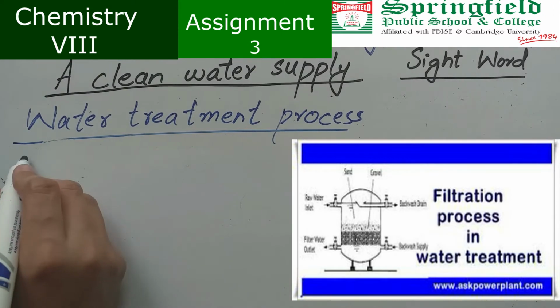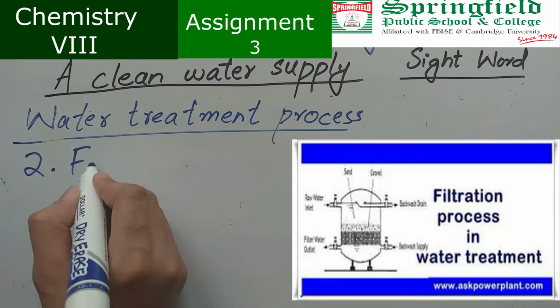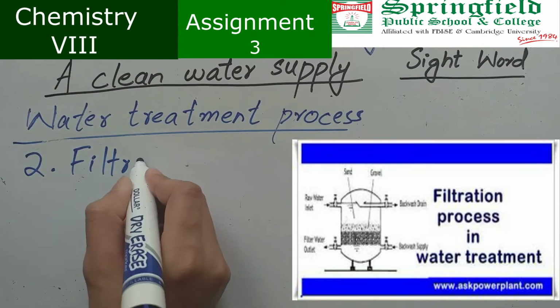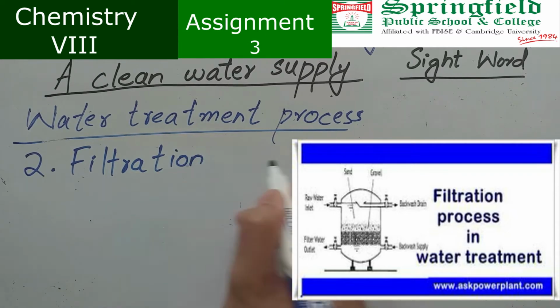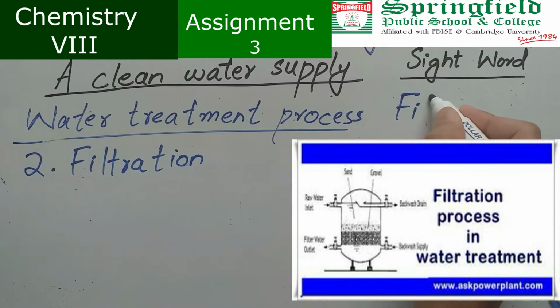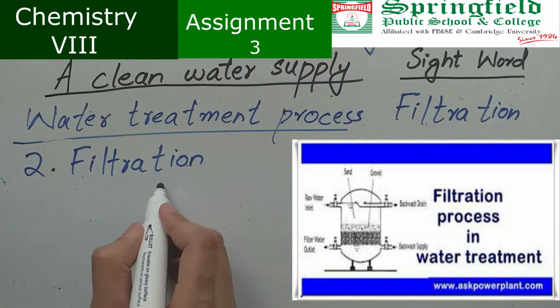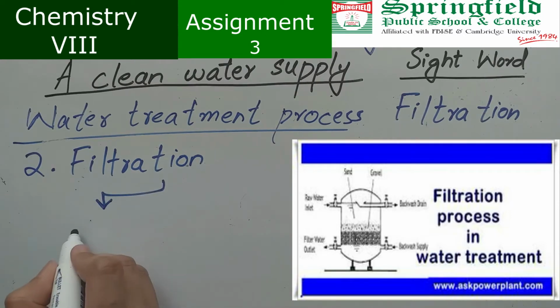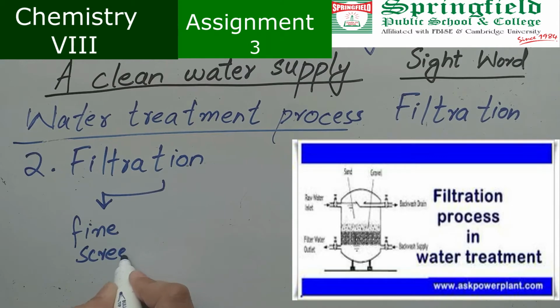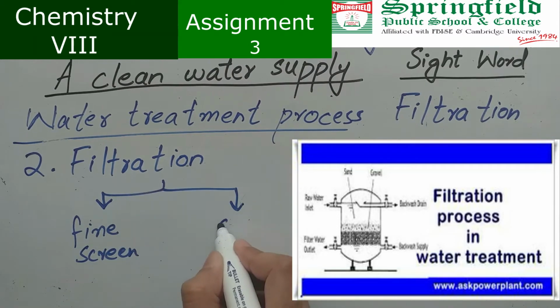Next step in water treatment is filtration. So our next sight word is filtration. After sedimentation, the water is transferred to a filtration chamber. There can be two types of filtration. We can either use fine screens, or we can also use sand filters.